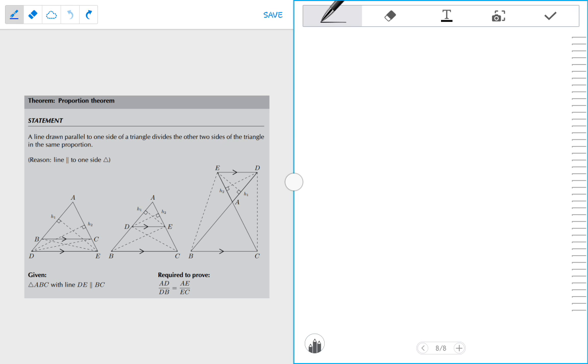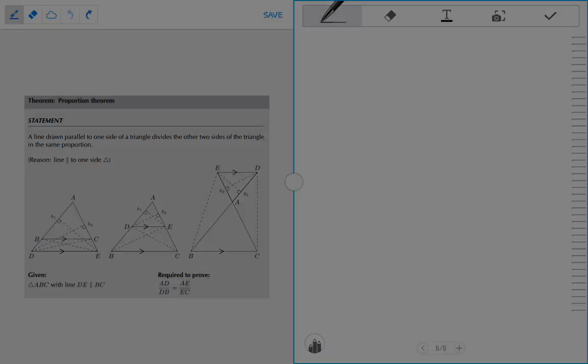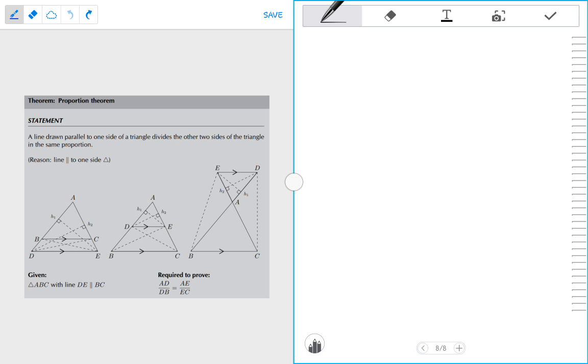So today we're going to continue and look at the theorems. Maybe this is theorem number 1, and we're going to be doing the proportion theorem, the proportion one.